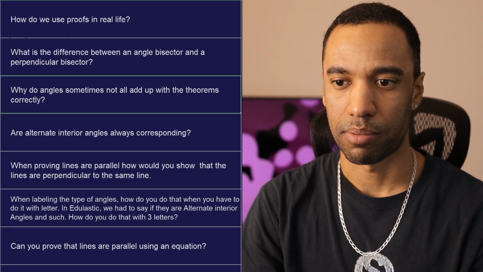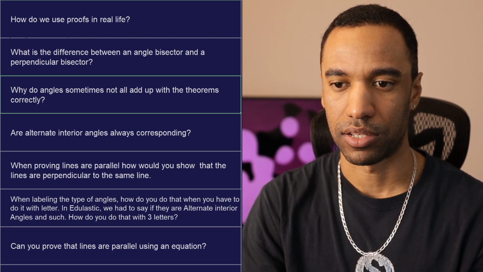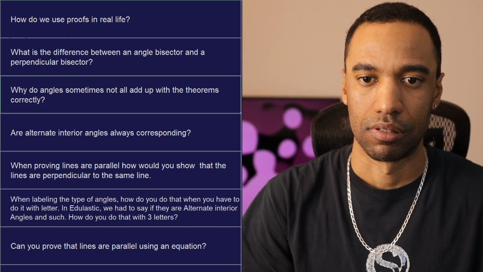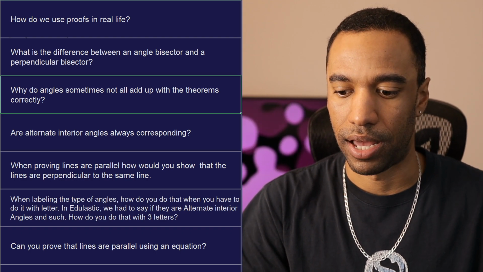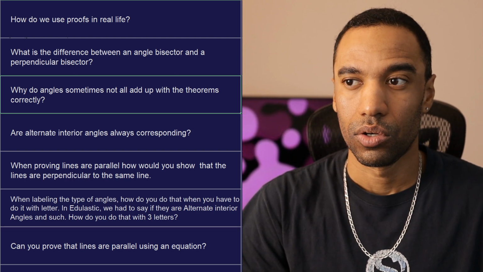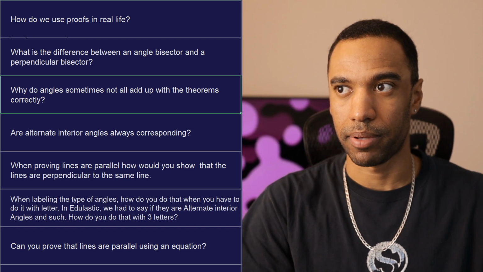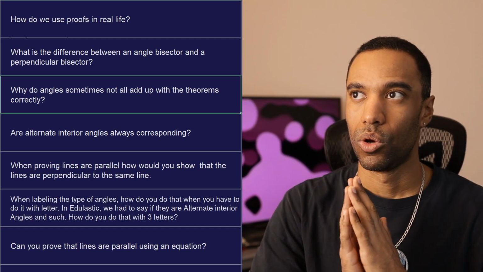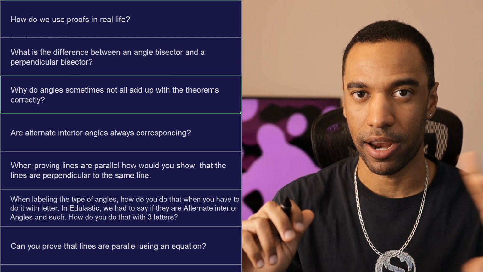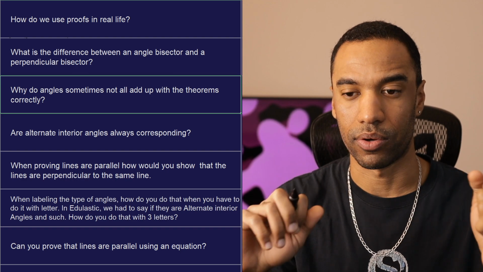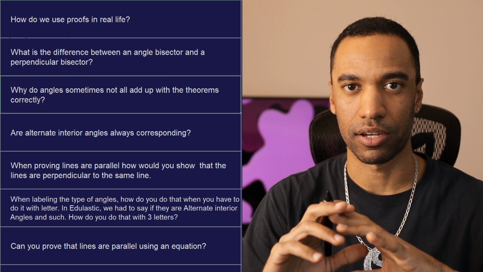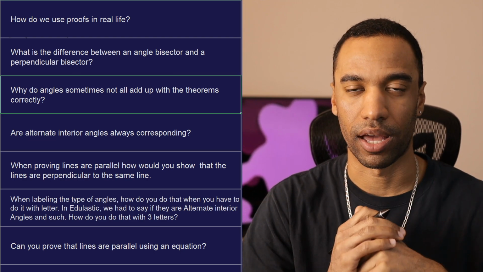Why do angles sometimes not all add up with the theorems correctly? I don't know what you mean. If you're talking about how like same side interior angles aren't always supplementary, it's just by nature, but it's not that, well, let's see. The theorem says they're always supplementary because it starts with a very specific condition, if the lines are parallel. So if you're asking why they don't always add up with the theorems, because sometimes the theorem's not being applied, you first need to meet the hypothetical condition that the lines are parallel before that holds true.